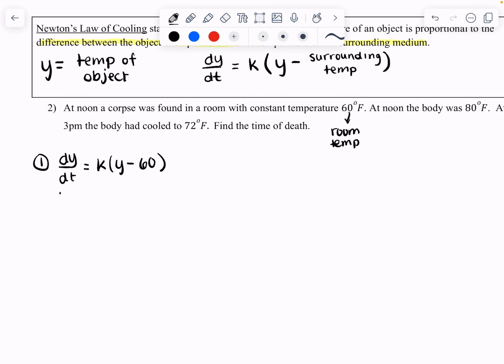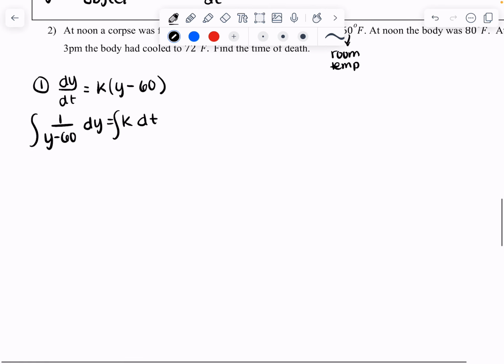So separate the variables, we get 1 over y minus 60 dy equals k dt. We're going to integrate both sides. If you understood what I was saying on the previous problem, you can fast forward this part. If you feel like you need to see another example, like worked through, then stay with me here.